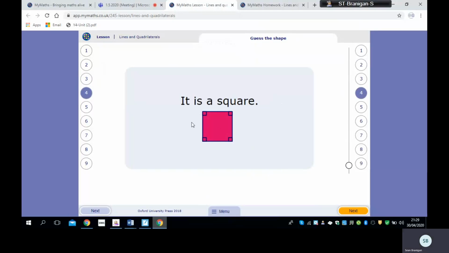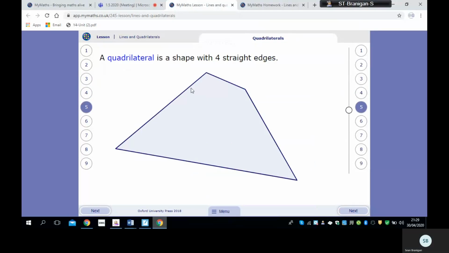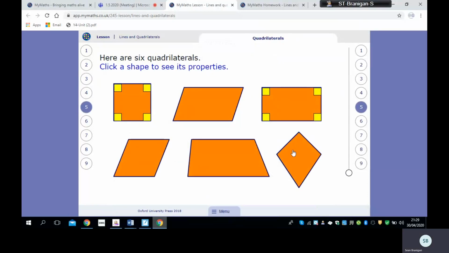All squares are rectangles, but not all rectangles are squares. A quadrilateral is a shape with 4 sides, which is, like I explained earlier on, quad. Think of your quad bike, 4 wheels, and lateral is side, 4 sides. So here are some quadrilaterals. We're going to look at the properties.